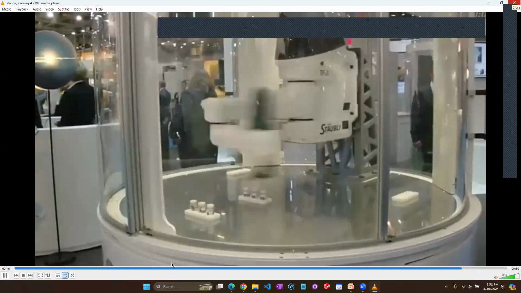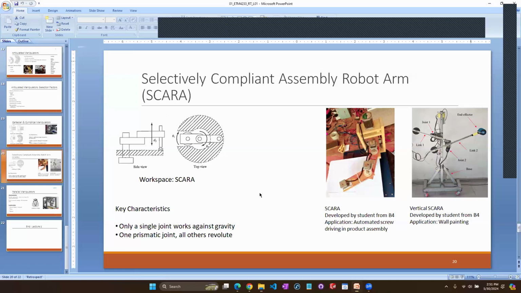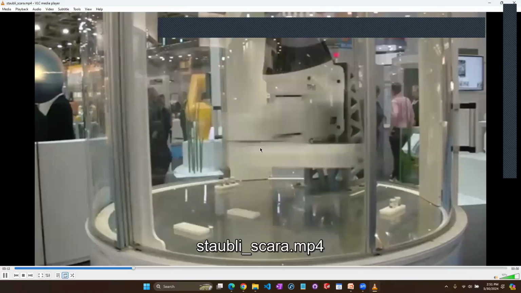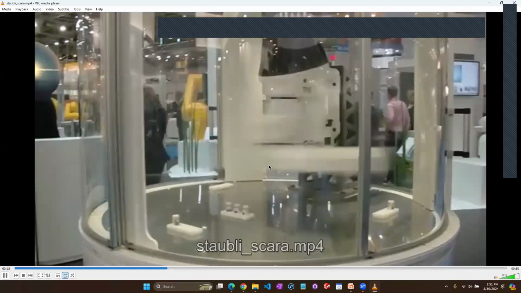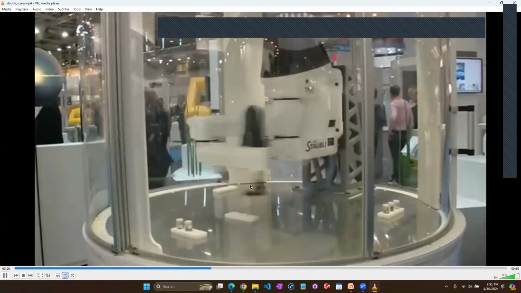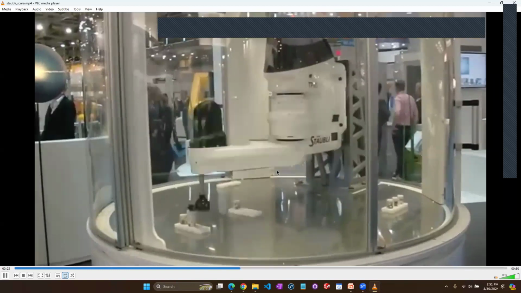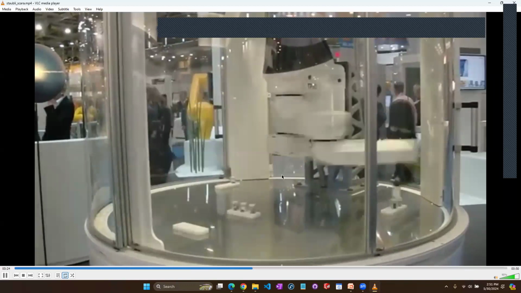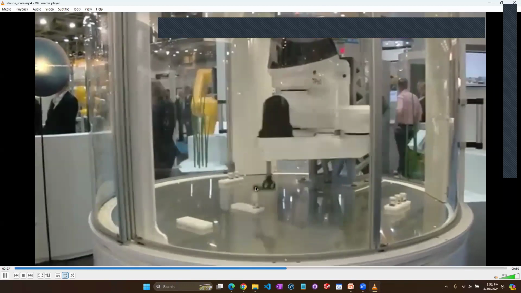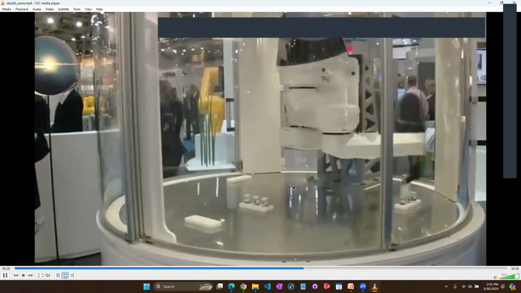Further to my point, if you look closely, you will see that the motions of the two revolute joints aren't that visible. Compared to those two, the prismatic joint going up and down is visible. So the joint working against gravity is not fast, but the remainder is fast.